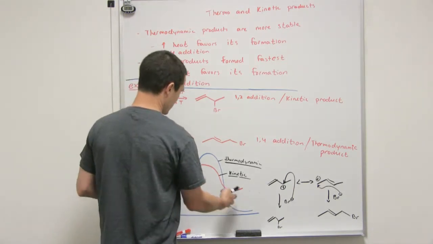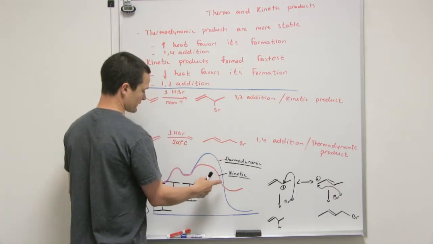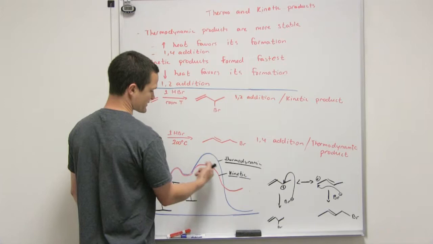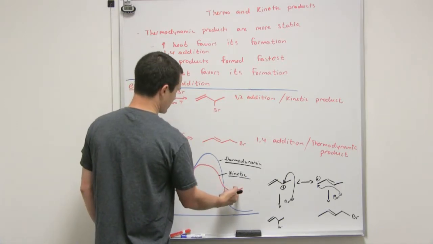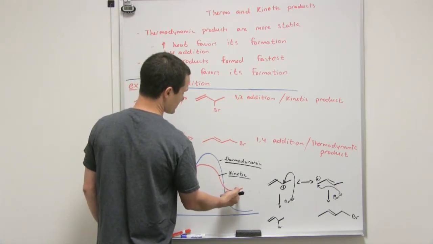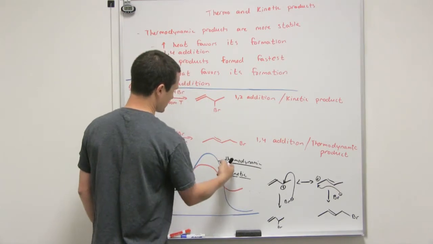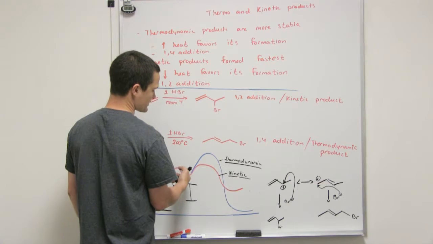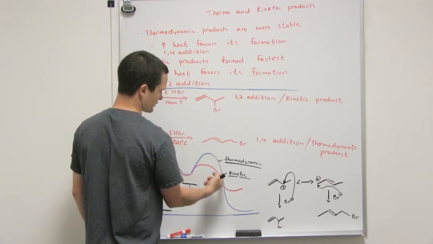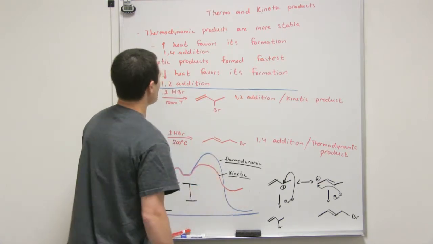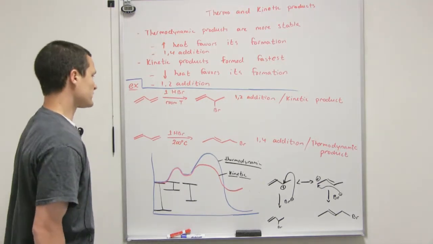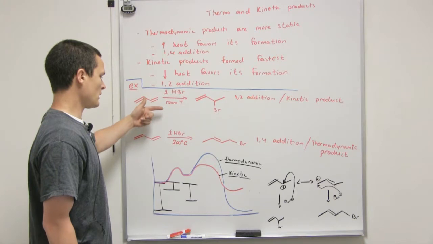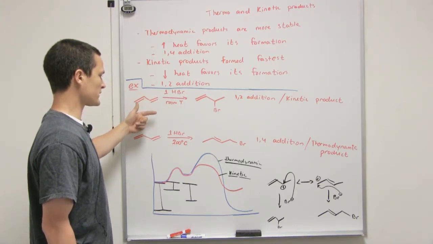But the intermediates involved for the kinetic are much lower energy for the transition states. So it has the ability to react a lot faster, whereas for the thermodynamic, the intermediates are a lot less stable, so more activation energy is required for it to proceed. So what that allows us to do in general is, based on the temperature of our system, control which product we favor.